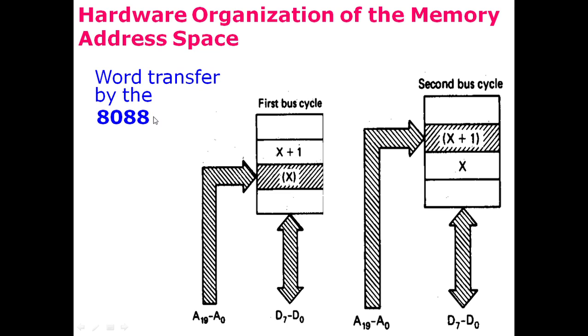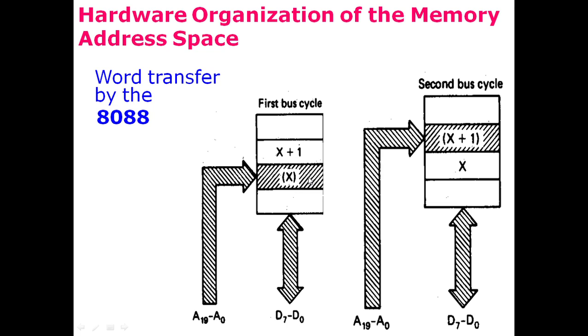So to read 16-bit data in the 8088 microprocessor, the data may be transferred in two bus cycles. In the first bus cycle, the 20-bit address A0 till A19 would identify a location, and let's say that location is location X.